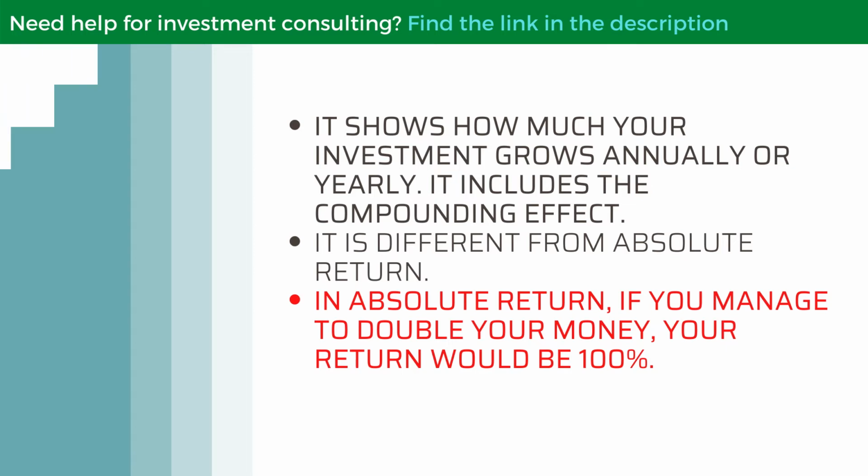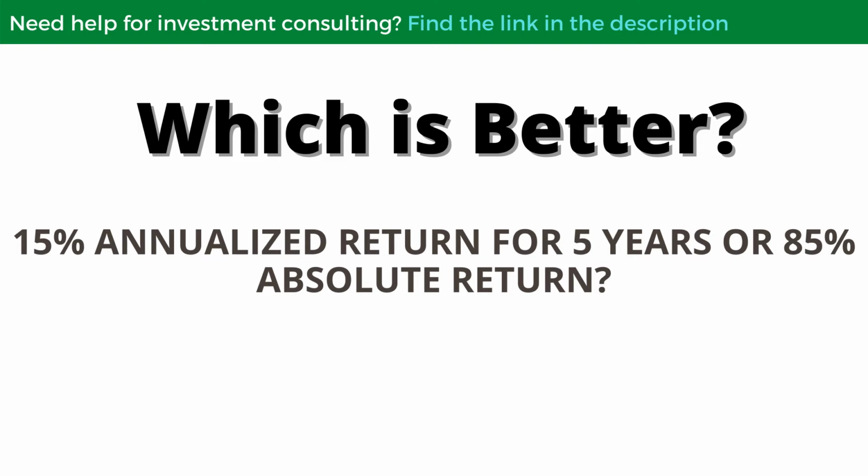Now, in each and every personal finance related topic, it is essential to understand with an example, because without an example, it will just remain a theory. That is why it is extremely essential to understand with an example so that we can relate with our daily life. So, which is better? You decide. 15% annualized return for 5 years or 85% absolute returns.